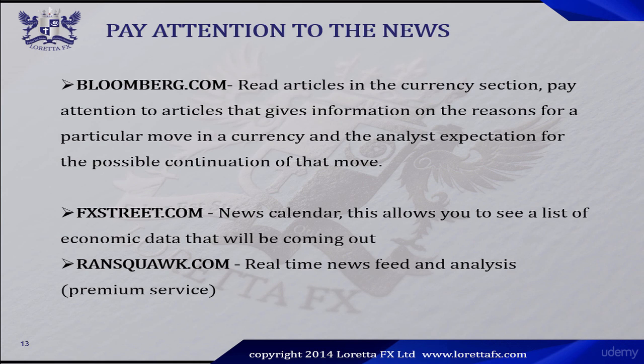Now, pay attention to articles that give information on the reasons for a particular move in the currency and analysts' expectations for the possible continuation of that move. Okay, so we mainly want to focus on articles that give us a reason for the move. If we see the New Zealand USD falling, we want to pay attention to articles that can give us the reason for that move. For example, the article can read, the New Zealand USD has fallen, let's say 100 pips, as a result of falling dairy prices. Okay, so that's a good example of an article that gives you the reason for the move.